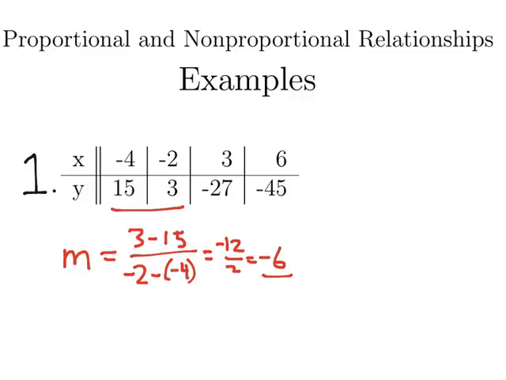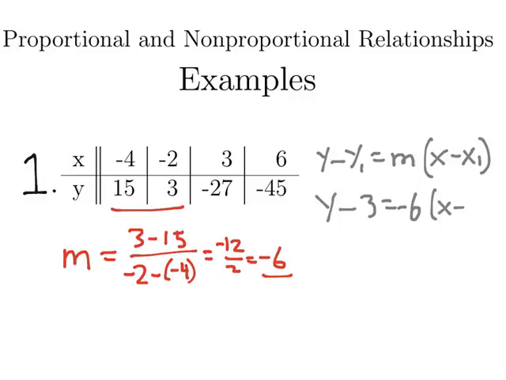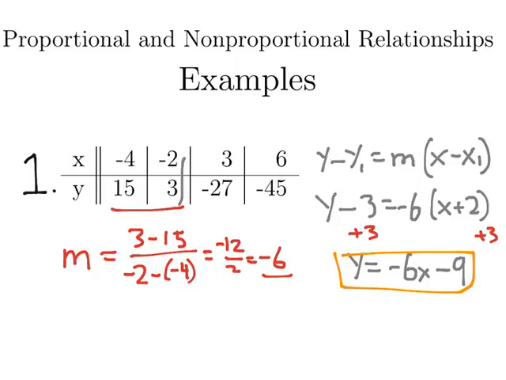Now that we found the slope, we can use point-slope form to determine the equation of the line. So here, I have y minus, we can pick any y value. I'll just choose 3 because it's nice and small, equals m, which is negative 6, times x minus the x value, which is negative 2. So x plus 2. We can distribute the 6 and add 3 to both sides to find out what y is. We find finally that in slope-intercept form, y is negative 6x minus 9.